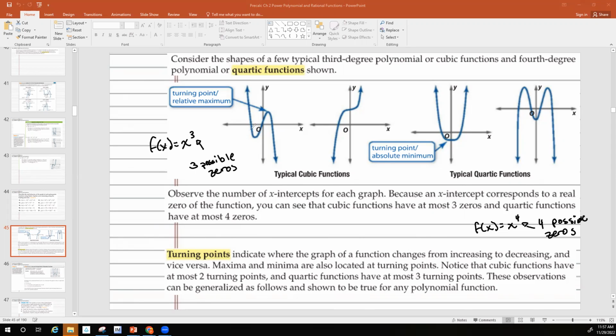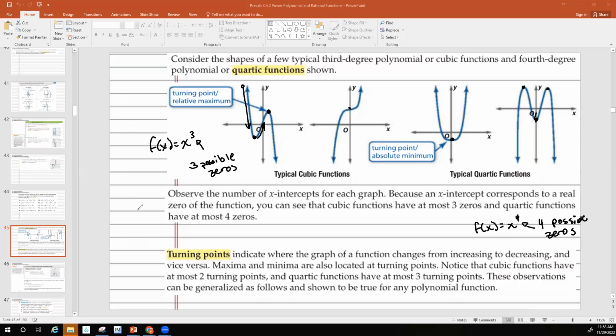So the turning points, remember, are where it changes direction. So from left to right, here it's decreasing, but then suddenly at this point, it's increasing. So it's a turning point. So this one has 1, 2 turning points. Okay. And here it doesn't have any. Here it has 1. Here it has 1, 2, 3 turning points.